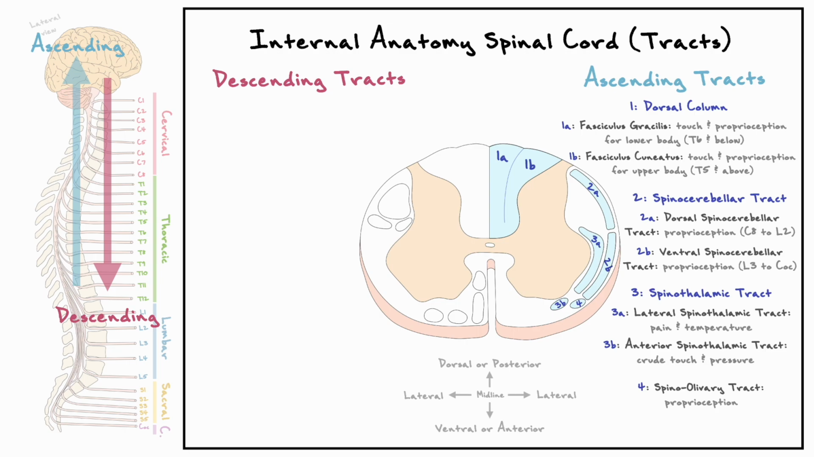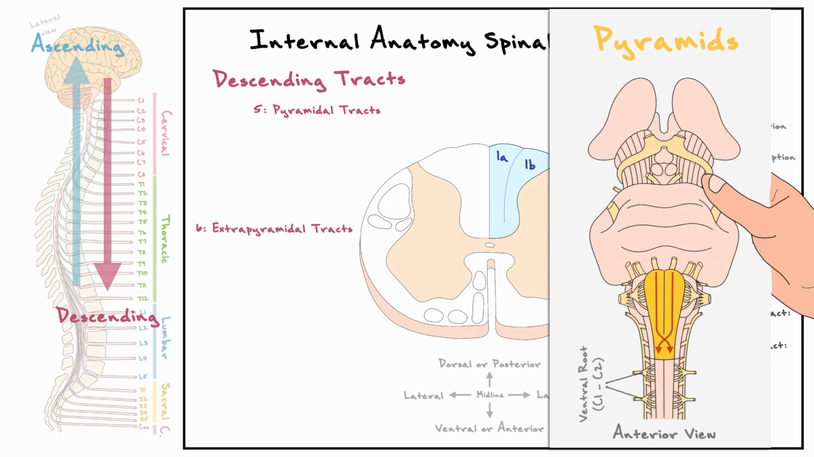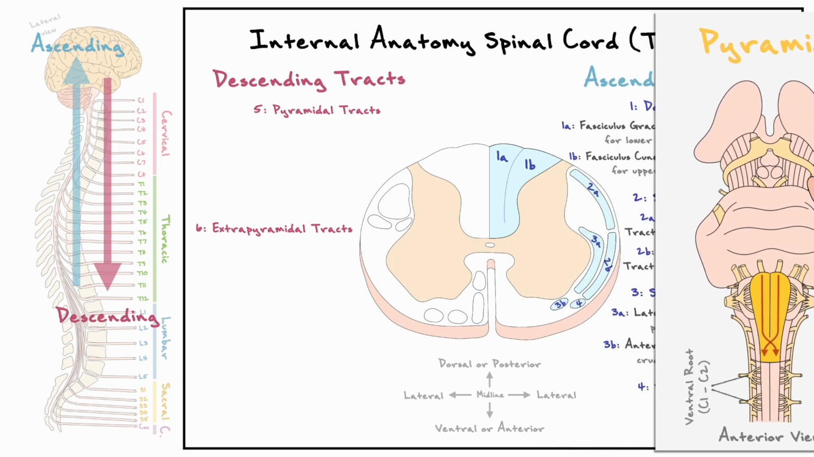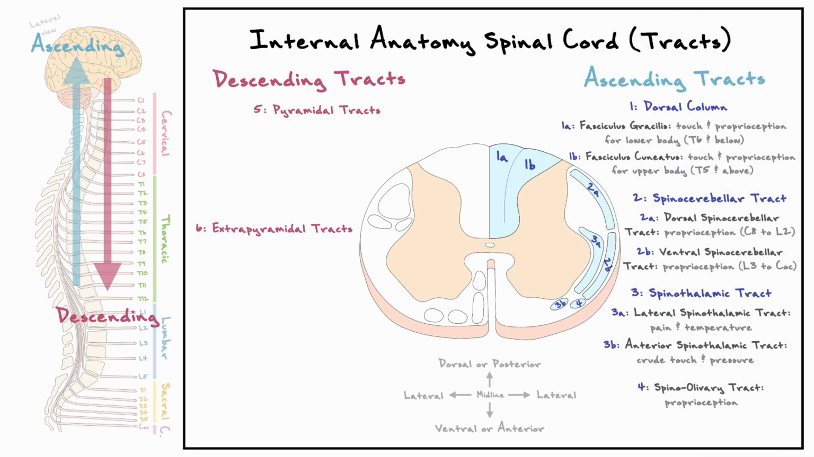Now, when it comes to the descending tracts, they can be broadly separated into pyramidal and extrapyramidal tracts. The difference in name comes from a structure in the brainstem called the pyramids, which convey the pyramidal tracts, whereas the extrapyramidal tracts take other routes to reach the spinal cord. In the lateral white column, there are three descending pathways: the lateral corticospinal tract, the rubrospinal tract, and the medullary division of the reticulospinal tract.